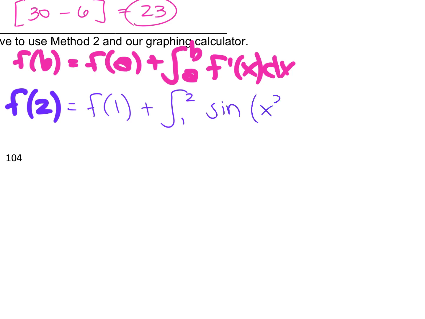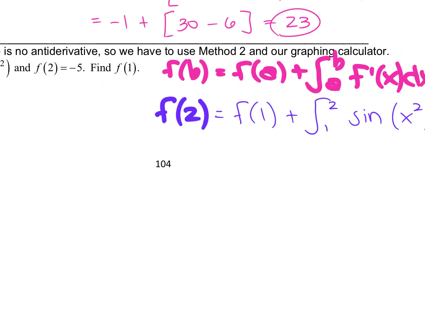Sine of x squared dx. Are we all okay with our setup? Yes. All right, so now let's ask ourselves the question, what do we know right now? Do I know f of 2 or do I know f of 1? I know f of 2 is -5. I would like to find f of 1, yes?